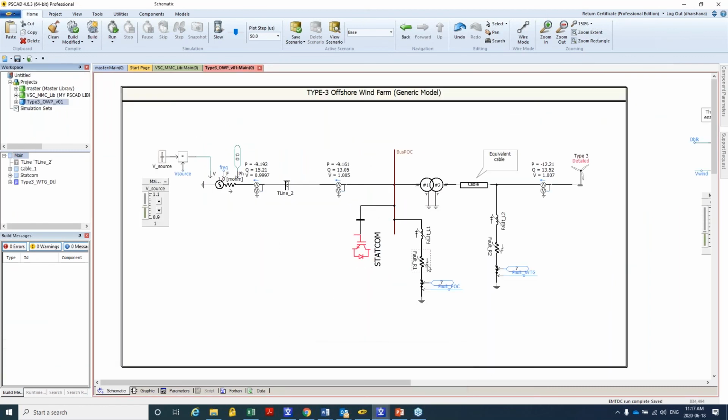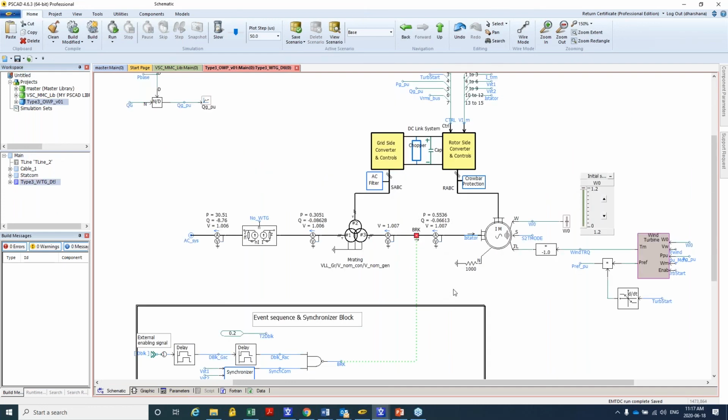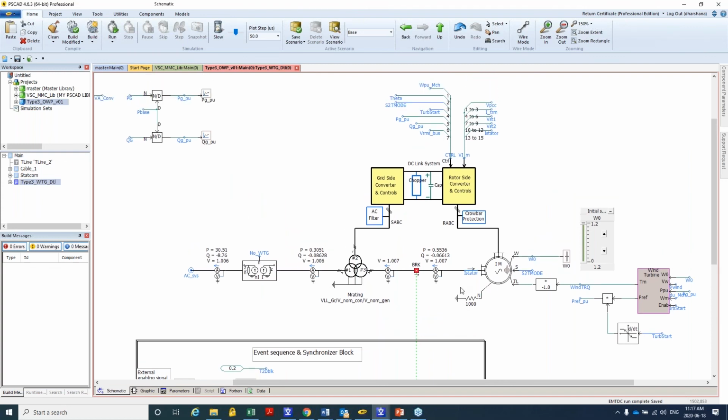And again, this model of a type 3 wind farm is available to you for download. I will clean up what we have in the download section and provide a cleaner model to you. This is a pretty good type 3 wind farm that represents the choppers, the DC link, the converters and controls, and again the induction machine is a central part of this design and setup.